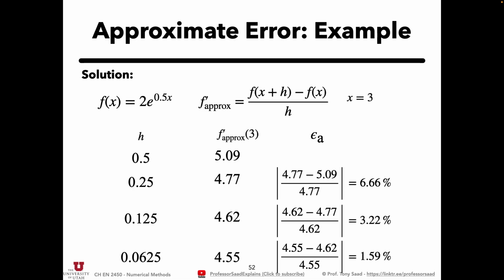Okay, the error is cut by half, but when h is cut by half, the error is cut by half. That's the key observation here. So when I'm reporting this method, if I change the value of h, you're going to get different values for the error. I could have started with 0.7 and then 0.35 and half and half. You're going to get different numbers.